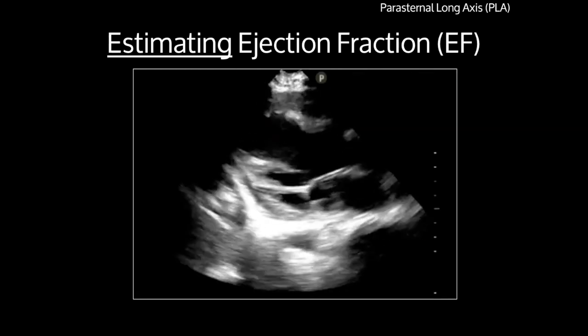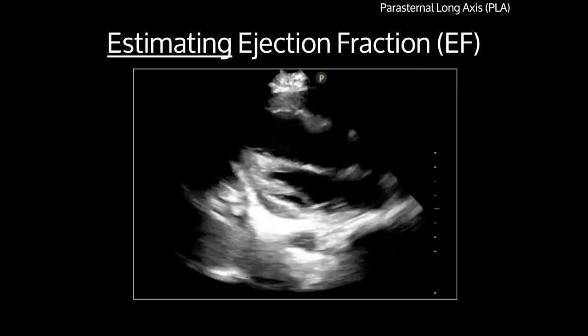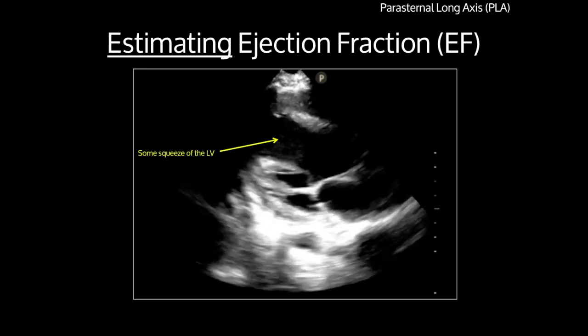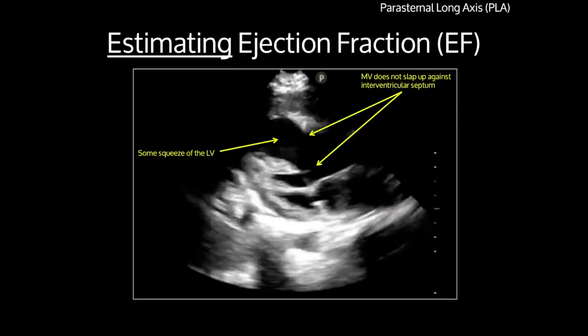In this ultrasound image, the anterior mitral valve leaflet does not quite make it to the interventricular septum. Additionally, the squeeze of the ventricles just isn't as good as the last image. This EF is consistent with moderately depressed at 30 to 50%.